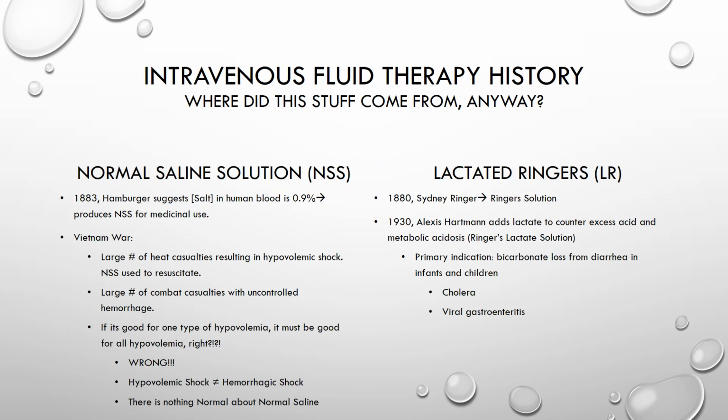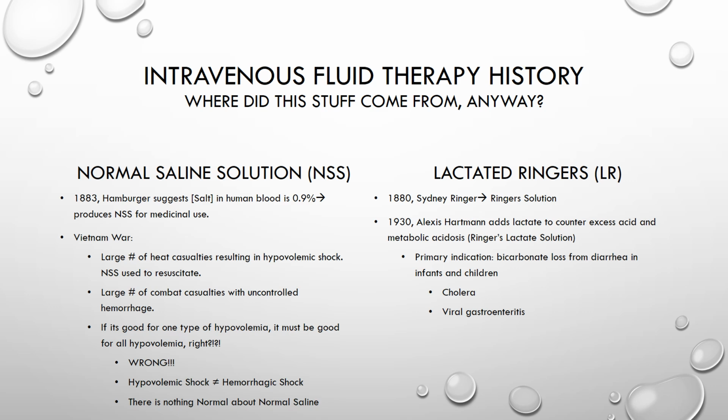So in slide 3, it's a little bit of history of the intravenous fluid therapy, and the real reason I put this in there is because normal saline is an oxymoron, a lot like well-behaved children and military intelligence. So Hamburger in 1883 suggests that human blood is 0.9% salt. And this is a very big oversight on his part because we are not 0.9% salt. In fact, we're not even close to that.